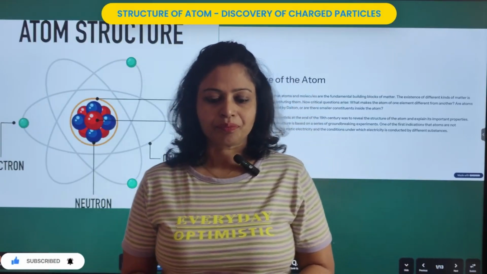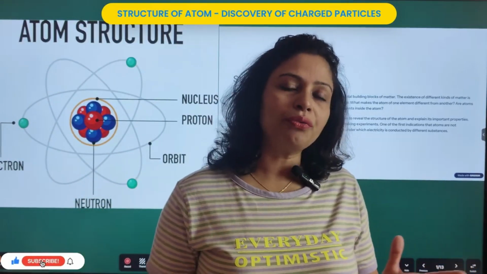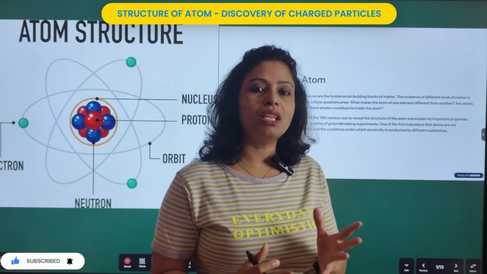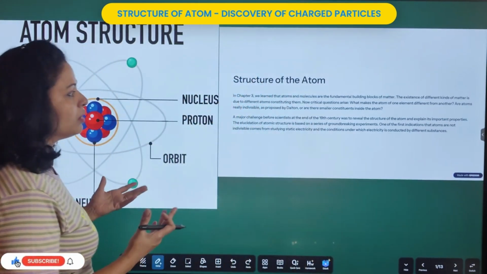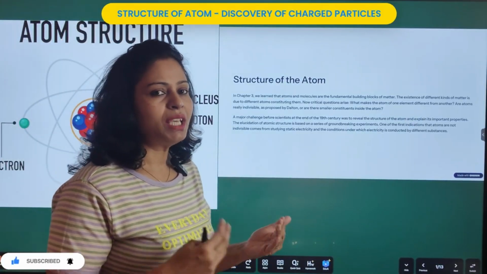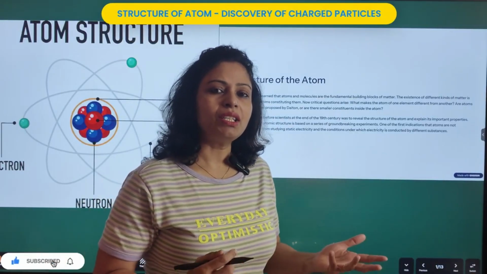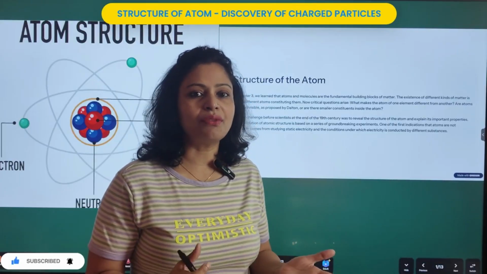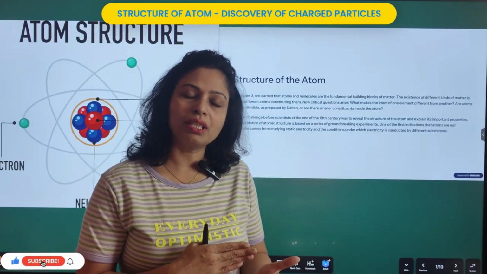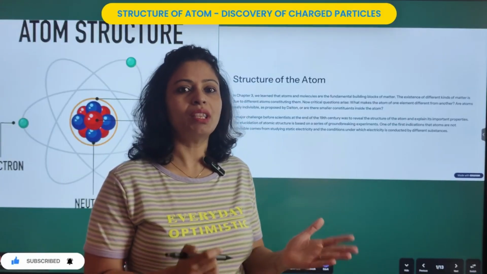So let's begin. About the structure of atom, in the end of the 19th century, scientists faced the challenge of revealing the structure of atom: how the atom is made, how it looks, and what an atom consists of. Based on this, many scientists came up with many theories and discoveries regarding the structure of atom. We are going to see them one by one. This chapter begins with that topic.